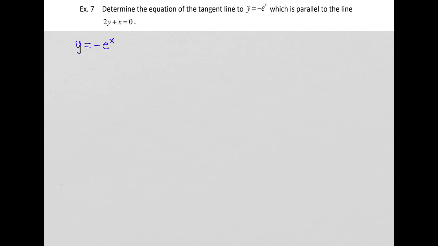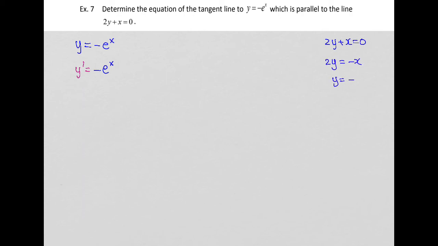Let's do the differentiation, y prime. So negative is the coefficient, so leave it. And the differentiation of e to the power x will still be e to the power x. And before we can move on, we have to find what the slope will be. Because it's parallel to the line 2y plus x equals 0, let's rearrange the equation.